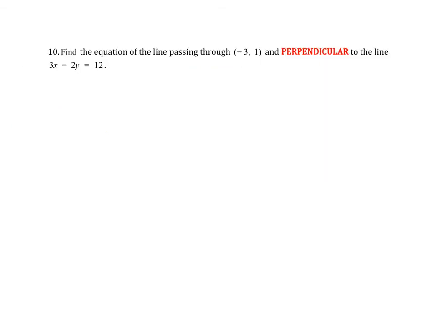Now here, we're asked to find the equation of a line that passes through (-3, 1). So that's going to be our x1, y1. And perpendicular to the line 3x minus 2y equals 12. So in this problem, they are telling us the word perpendicular as a clue to what the slope of our line will be.